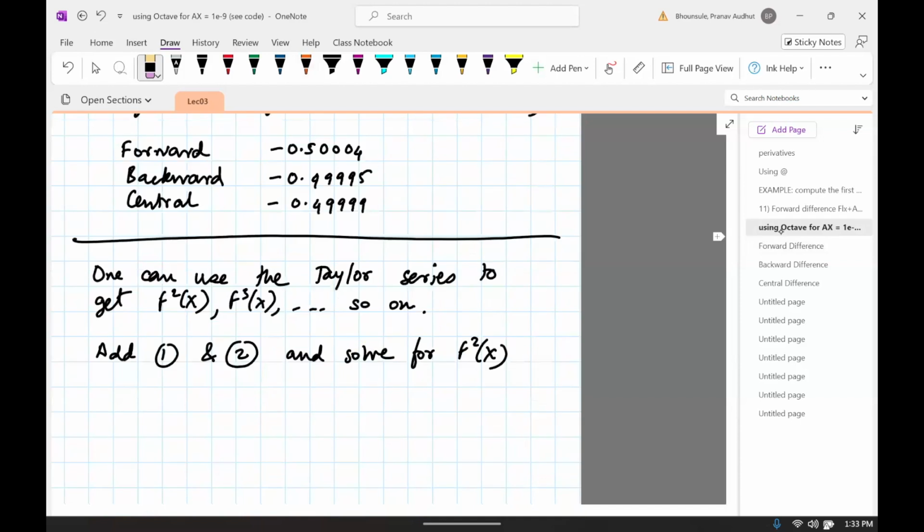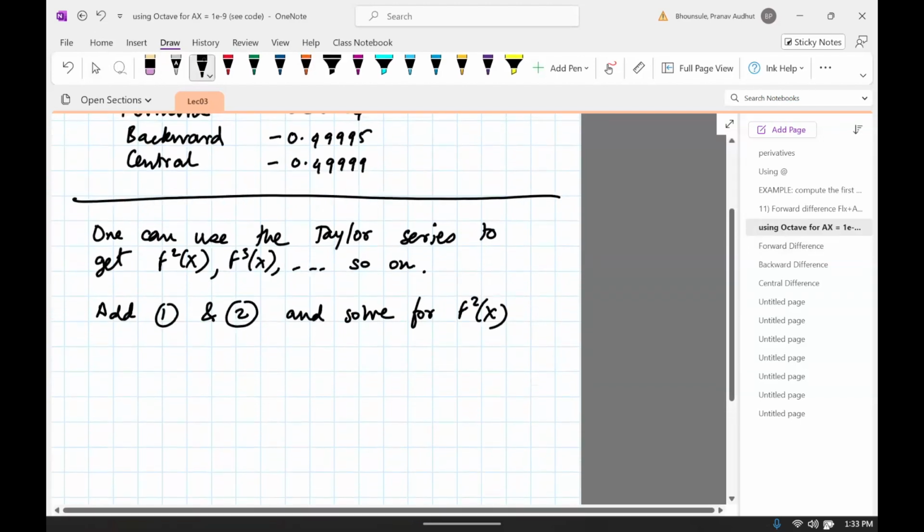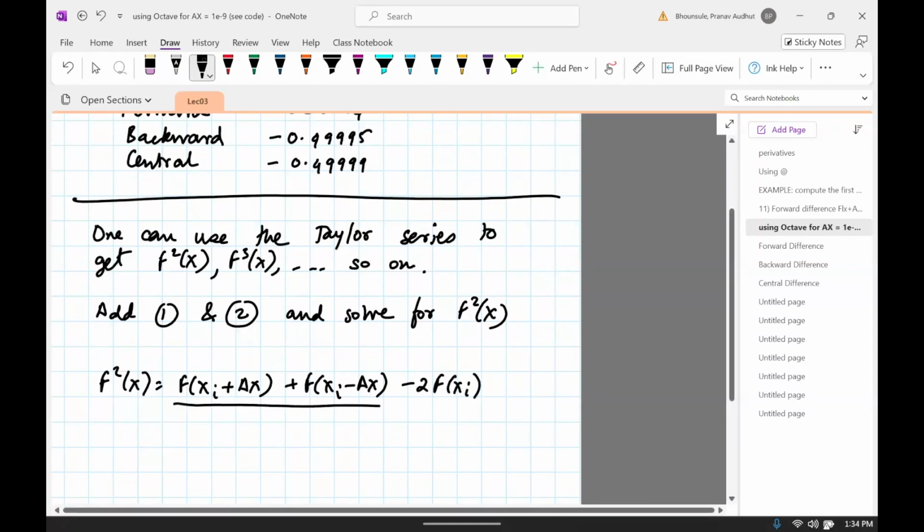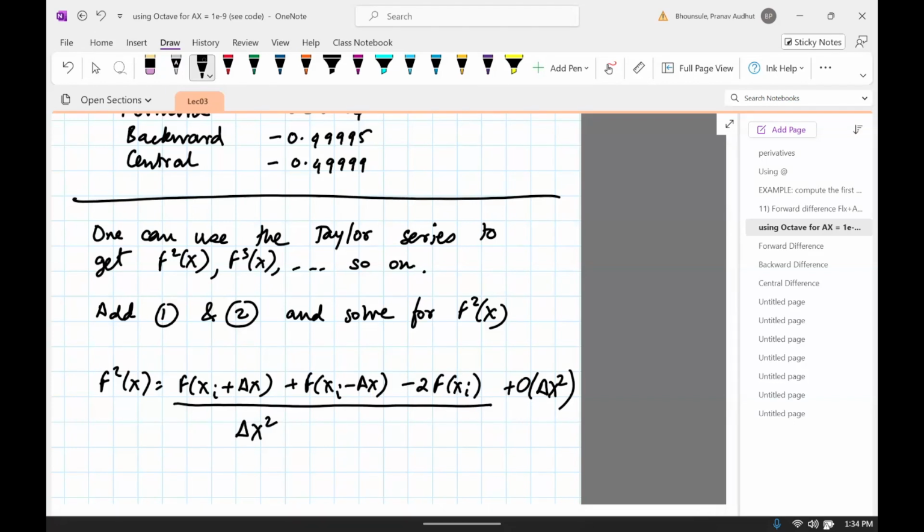So doing that, you can solve for f2x, and it comes out to be f of xi plus delta x plus f of xi minus delta x minus 2 f of xi, divided by delta x squared. And it also gives you a truncation error of delta x squared. That is, this is only accurate to the order of delta x squared. So if 0.1 is your delta x, then it's only accurate to 1e negative 2 or 0.01.